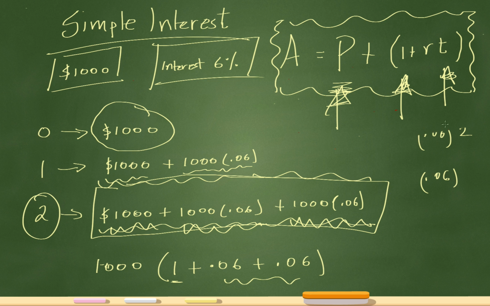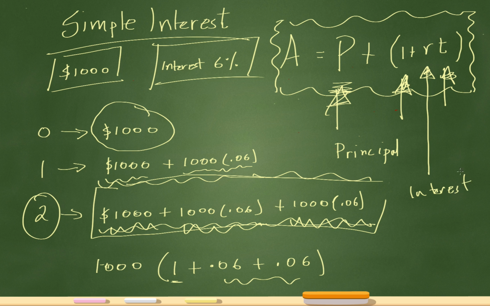Now, make sure you memorize this formula. They're not going to give this to you. P stands for the original principal. Principal is just the original amount that you put in. 1 will always be there. Let's take that R right here. The R will be the interest rate. And then let's take that T over here. T will be the time, and that's just in years.